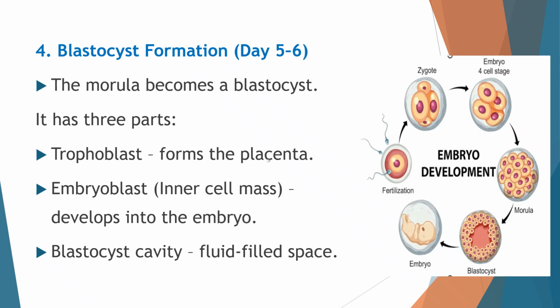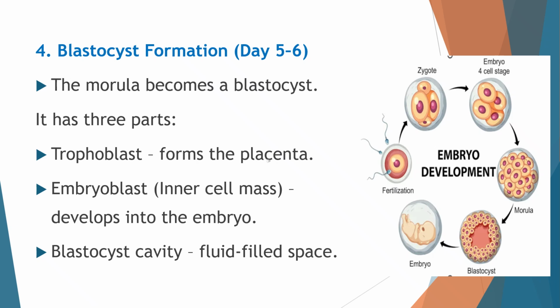The second part is the embryoblast, also called the inner cell mass. This group of cells is very important because it develops into the embryo, which later grows into the fetus. In simple words, the embryoblast forms the baby. The third part is the blastocyst cavity. This is the fluid-filled space present inside the blastocyst. It provides space for the cells to organize and continue their development.